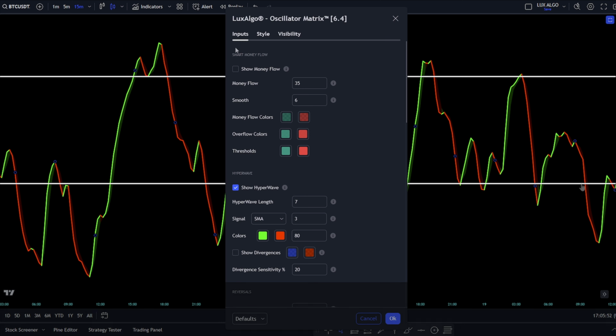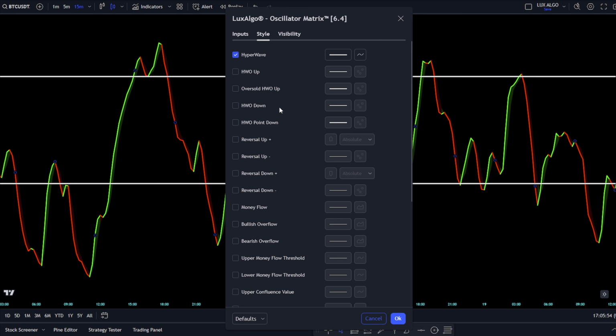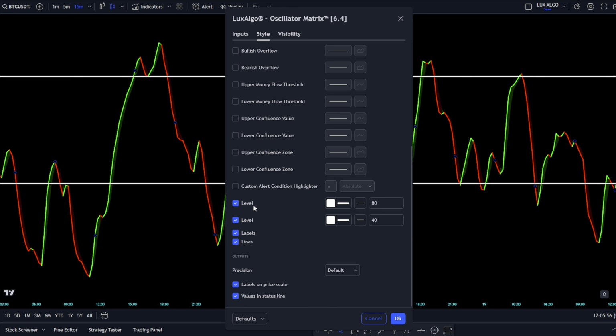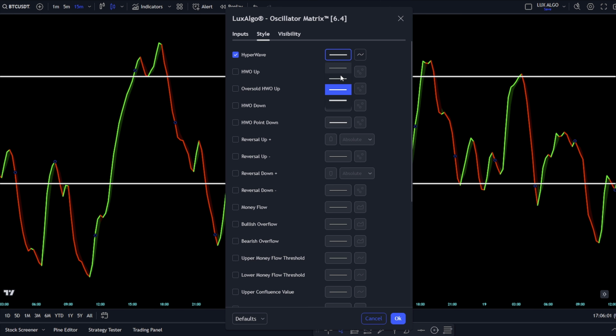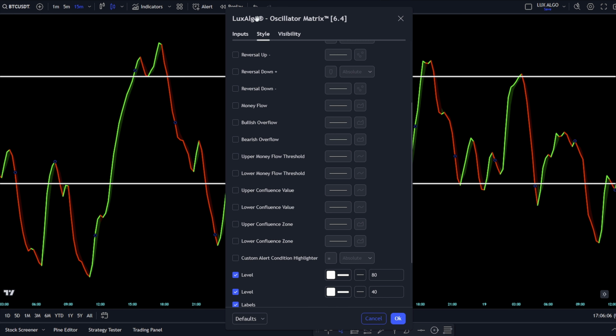So let's open the settings, click the style section and uncheck everything except for the hyperwave and the overbought and oversold level. To increase the visibility of the hyperwave, we can click the line option and make the line a little bit thicker, just like this.